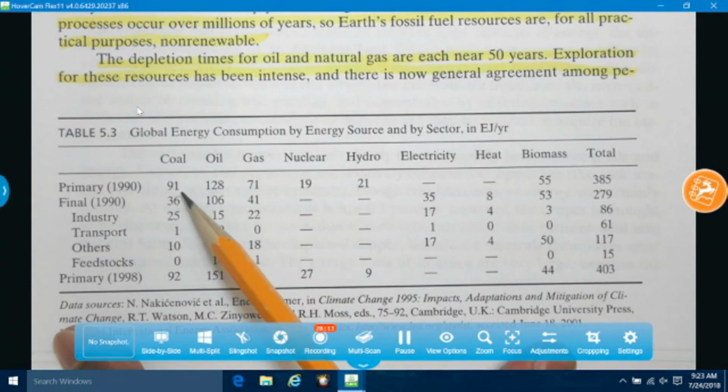So out of 91 units of energy, finally what is available is 36. Right? I mean, a lot is lost in converting the inherent energy in coal, having it go through a process of combustion, producing superheated steam, turning a steam turbine, and then providing electricity. So lots of losses here. It's not a very efficient process. And industry used about 25 units out of the 36. So industry is a major consumer.